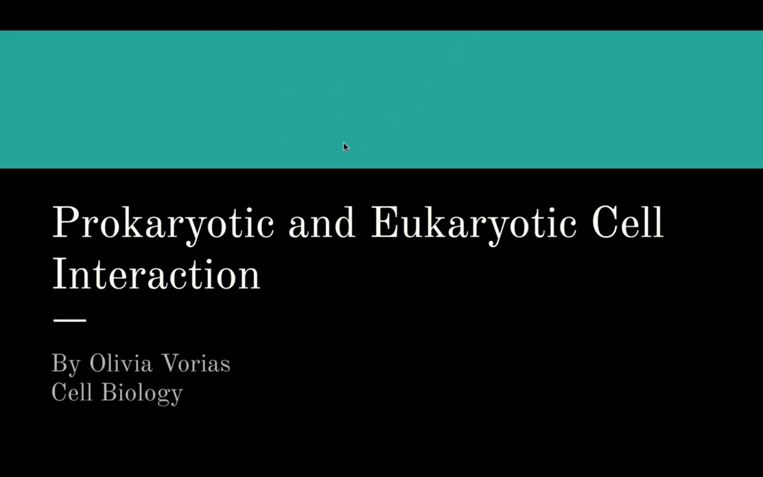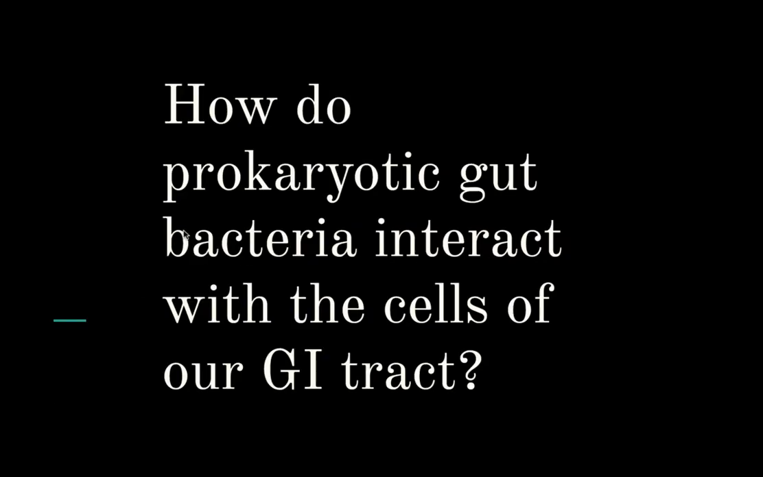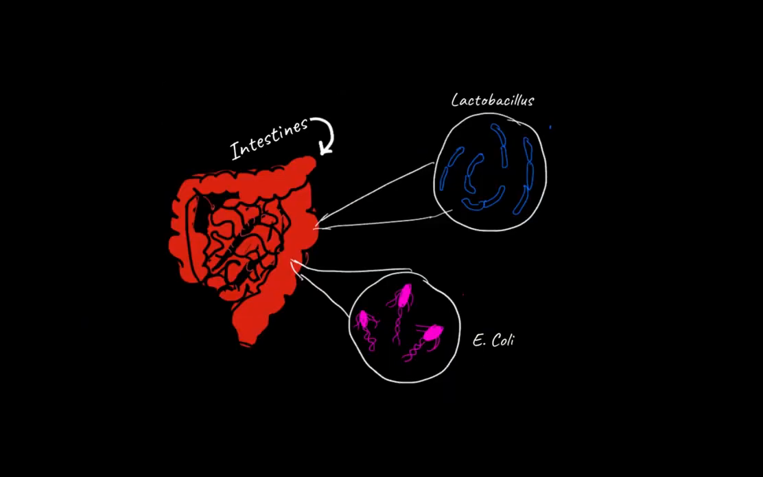So, prokaryotic and eukaryotic cell interaction. How do prokaryotic gut bacteria interact with the cells of our GI tract? First, we have where this occurs. It takes place in the intestines where we have our microbiome, and the two bacteria that I highlighted were Lactobacillus and positive E. coli strains.